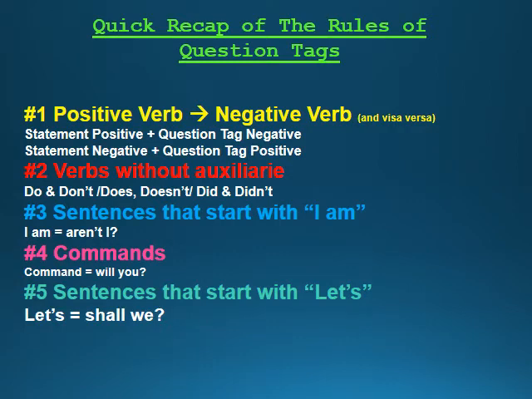Here is a quick recap of the 5 rules that we have just seen. Rule number 1, positive verb, negative verb. If we have a statement that is positive, the question tag should be negative. If the statement is negative, the question tag should be positive. For the second rule, verbs without auxiliaries. If we don't have an auxiliary in a sentence, we use either do or don't, does or doesn't, or did and didn't for the past. For sentences that start with I am, we use aren't I. For commands, we always use will you. And for sentences that start with let's, it's followed by shall we.